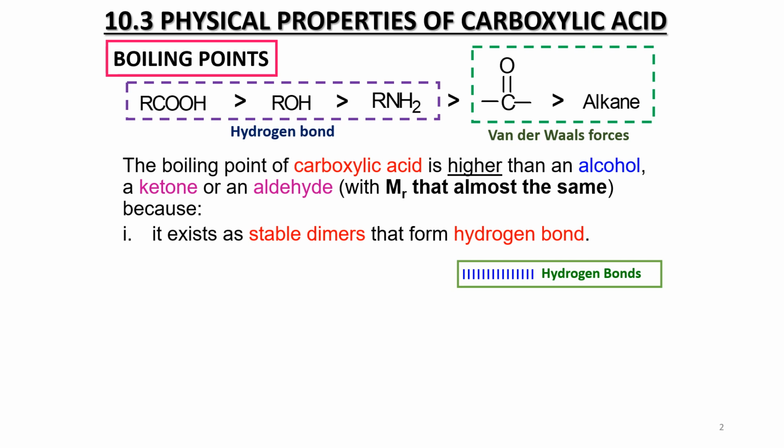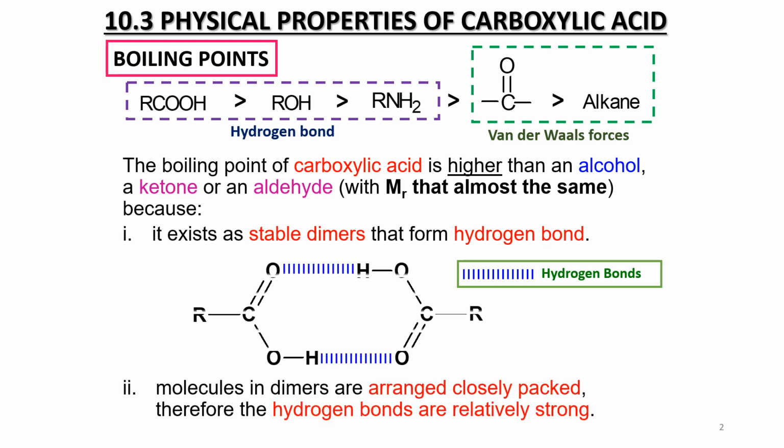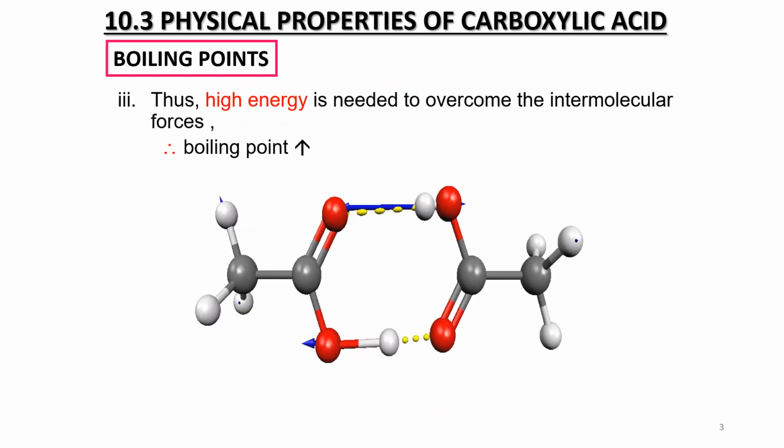The boiling point of carboxylic acid is higher than an alcohol, a ketone, or an aldehyde with the similar molar mass because first, it exists as stable dimers that can form hydrogen bond. And secondly, because molecules in dimers are arranged closely packed, therefore, the hydrogen bonds are relatively strong. What happens? The highest energy is needed to overcome the intermolecular forces and boiling point of carboxylic acid will become high.